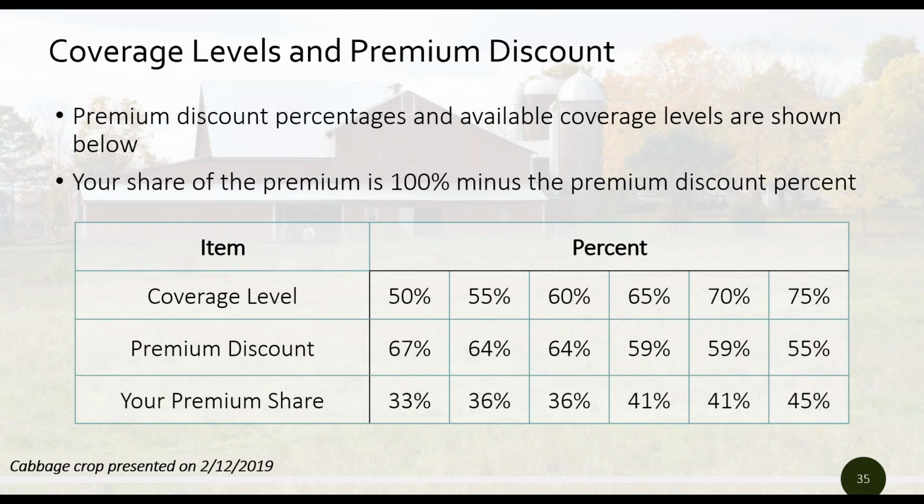The coverage level modifies your 100% production guarantee as determined based on your actual production history and any other modifiers, and leaves a portion of the risk with you. For example, at 75%, you have the equivalent of a 25% deductible. Remember, we do have catastrophic risk protection coverage. That's the lowest coverage available.